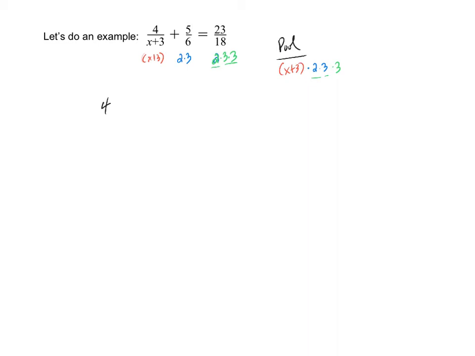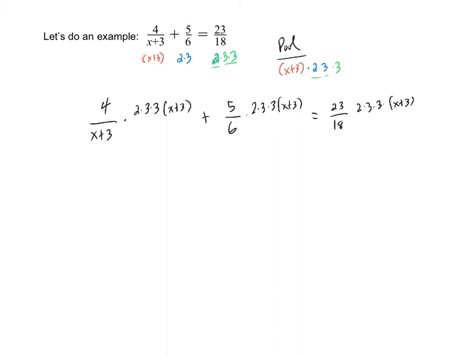So we've got an equation here, and whenever you have an equation, you can actually multiply both sides of the equation by the same thing. So what I'm going to do here is multiply both sides of this equation by the LCD, and I'm going to write this with some space so you can see what this looks like. So let's see, it's 2, 3, 3, x plus 3, and then plus 5 sixths, which was 2 times 3, 2, 3, 3, x plus 3 equals 23 over 18, 2, 3, 3, x plus 3.